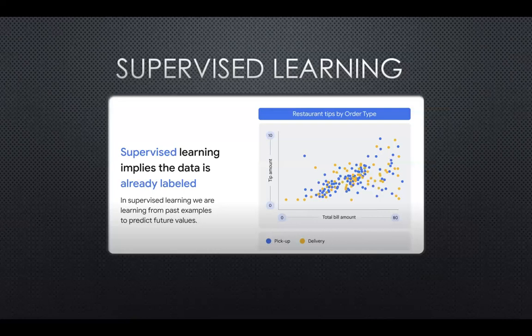A machine learning model would be trained on past data. That is, there would be tip amounts, there will be bill amounts, and there would be a label, pickup or delivery. That's the past data. And then given some held out data, you have to predict, given the bill amount and the tips, whether that particular order was a pickup or a delivery. So that is called supervised learning.